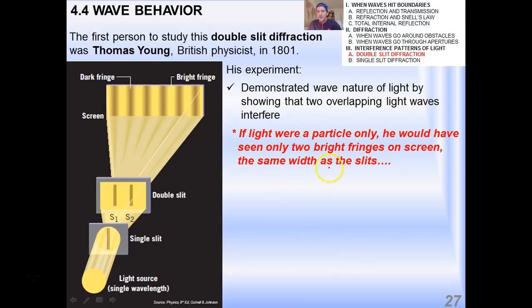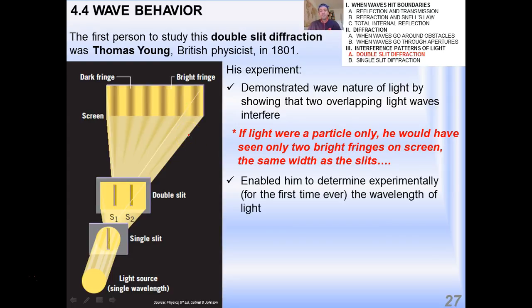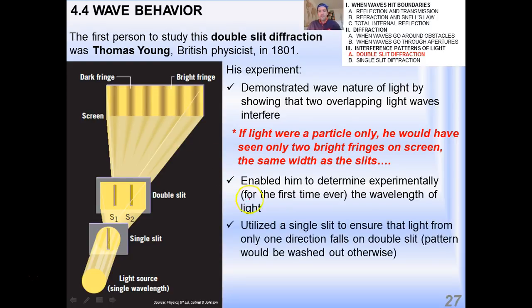If light were a particle only, he would have seen only two bright fringes on the screen, which would be the same width as the slits. You'd see bright here and bright here because the particles would just shoot through and stick to the screen. That is not what he observed. At any rate, it enabled him to determine experimentally, for the first time ever, the wavelengths of light.